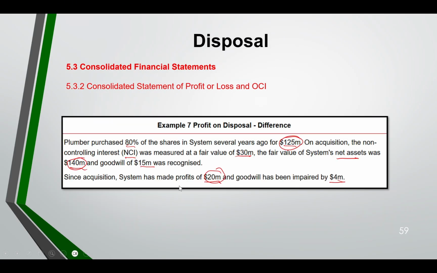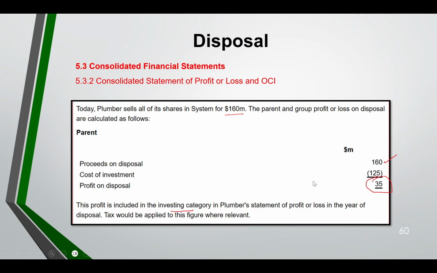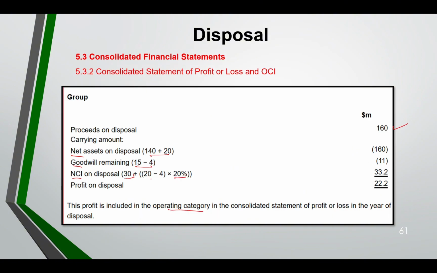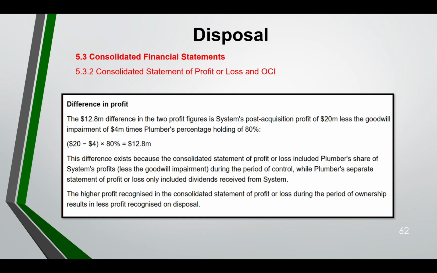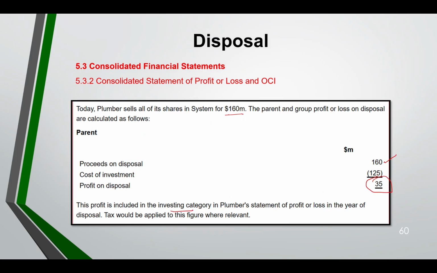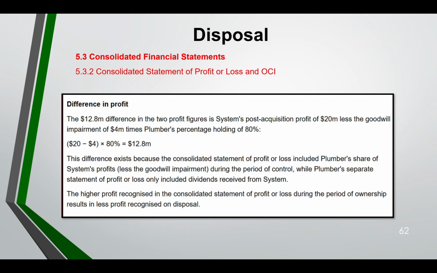But when you are taking, remember from this profit, you have to deduct this impairment 4 and then take the NCI percentage. You have acquired 80%, which means NCI is 20%. So 20 minus 4, with that 30 is your NCI. Then you get your profit. This is very simple. Now, difference in the profit. If you see the profit of the two figures, 22.2 minus 35.